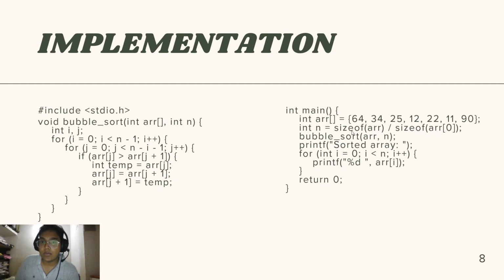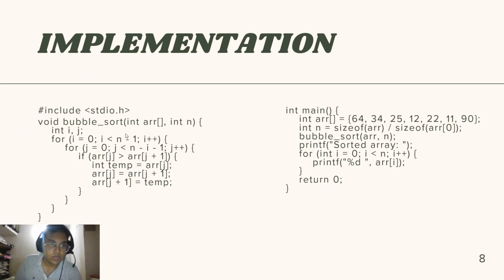So sizeof the array will give us the total bytes. An integer will take around 2 bytes of value. So 2 sevens are 14 we will have, and sizeof array of 0, which is 64, is again 2 bytes. So 14 divided by 2 is 7. So we'll have the length of the array, which is 7, right? Now we will run the function bubble sort. Here it is called, providing the array and the length of it.